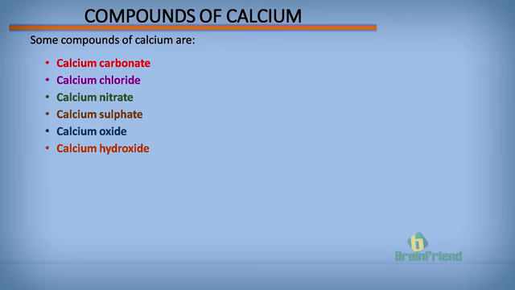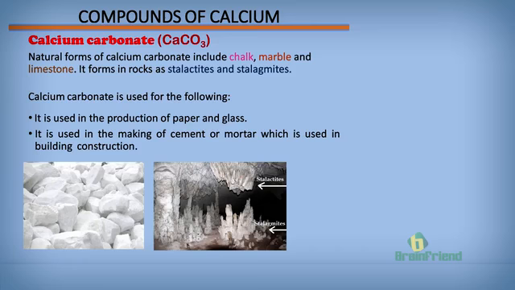Now we are going to be looking at some compounds that calcium forms with other elements. Some of them are calcium carbonate, calcium chloride, calcium nitrate, calcium sulfate, calcium oxide, and calcium hydroxide. Let us quickly take a look at each of these compounds and how they are formed. Now, calcium carbonate. Calcium carbonate actually occurs naturally in the form of chalk, marble, and limestone. Of course, it forms in rocks as what we call stalactites and stalagmites. You can see here in this diagram we have the stalactites and stalagmites.